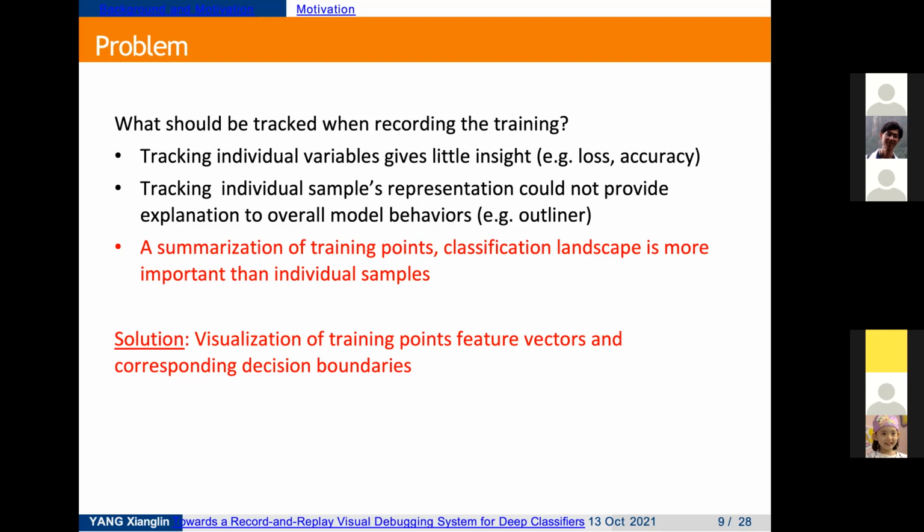That's why we argue that a summarization of training points and the classification landscape is more important than visualizing some individual samples. So in all, our solution here is to have a visualization of the training points' feature vectors and the corresponding decision boundary, which is the classification landscape itself.